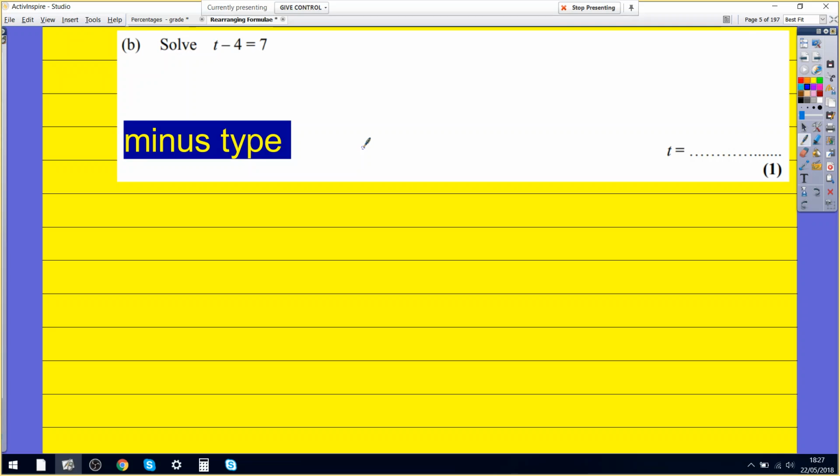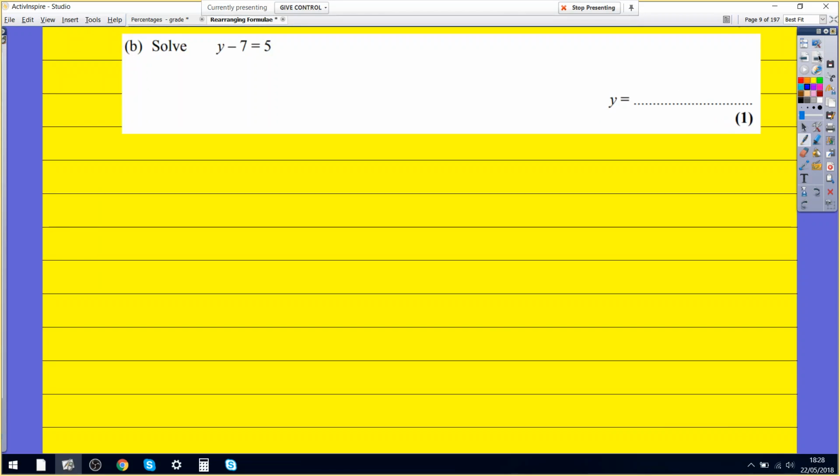T minus 4 equals 11. Same thing, you can always do the opposite, so you can plus 4 to both sides. You get left with just t on the left and 11 on the right. What I usually do, when it's t plus 5 equals 12, is take away the number that was added on to get it. So I think you'll be fine for these.